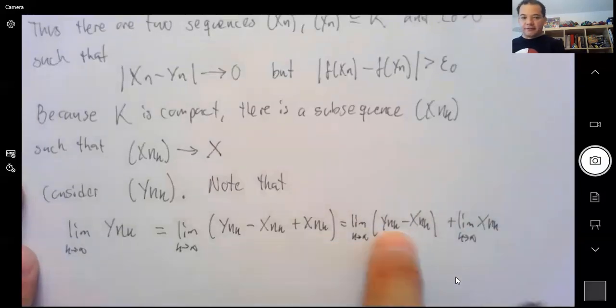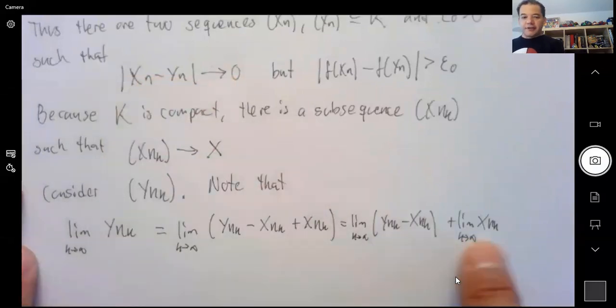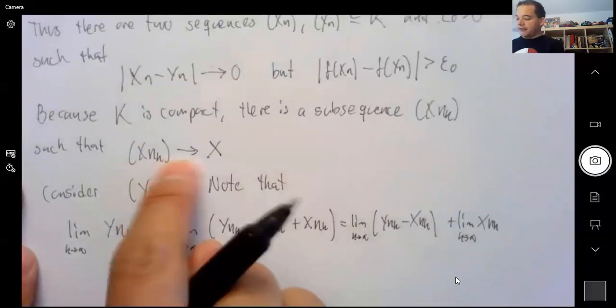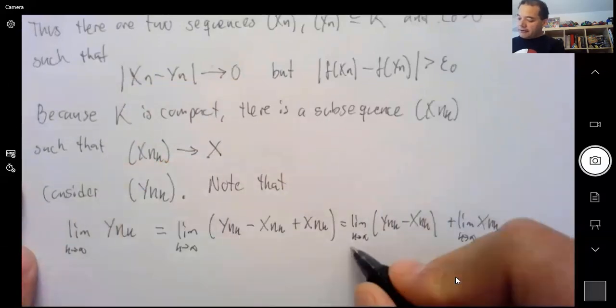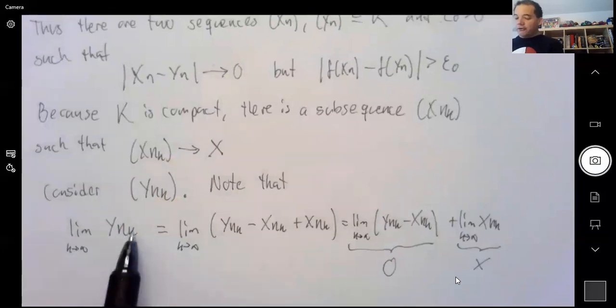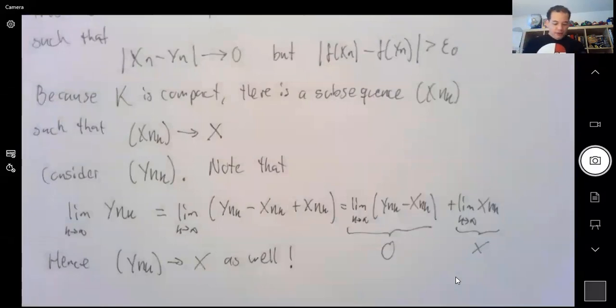This one exists right here because the difference goes to 0. And this one exists because we wrote it right here. It's convergent and approaches x. So this is 0, and this is x, right? So that's awesome. So that means this sequence also converges to x. Okay, we're almost done. All we need to do is look at the function.